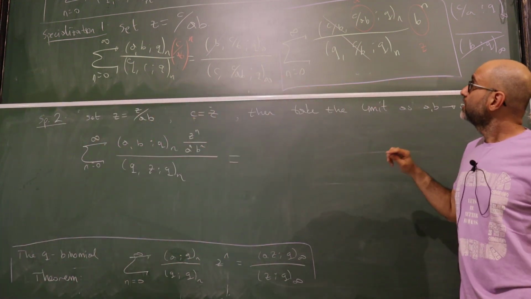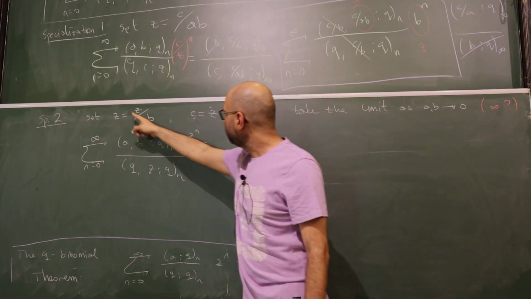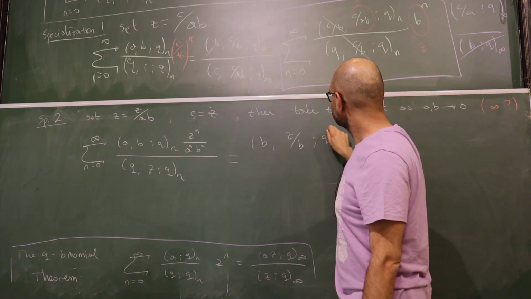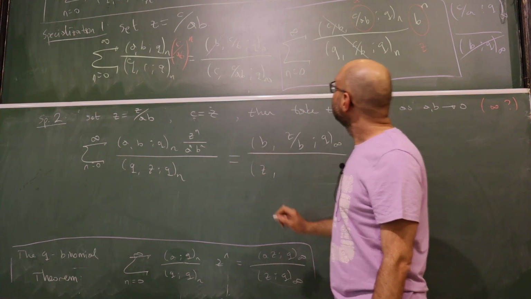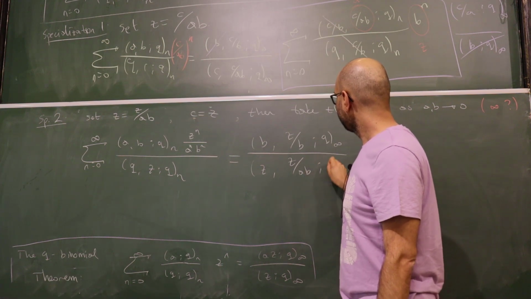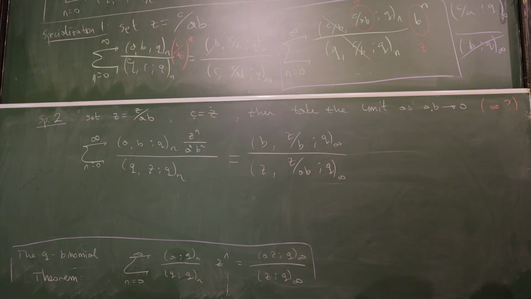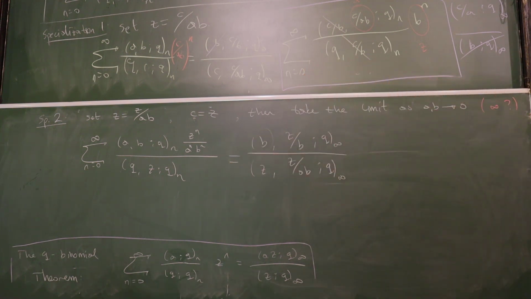What do we have on the right? We have B. A times Z will become Z divided by B, over C and Z divided by A. I'm not sure what's going to happen with this B here, but we will see.